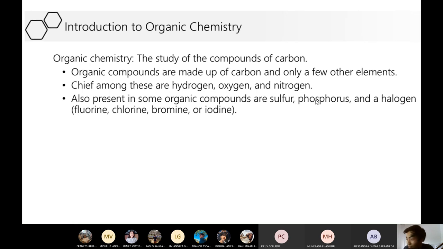Phosphorus, for example, is in adenosine triphosphate. The phosphate has phosphorus. Those are organic phosphates in the body that keep us energetic. Halogens are in group 7. They are also essential in maintaining homeostasis and sometimes in our metabolism, such as iodine in our thyroid glands. They help with hormones and so on.